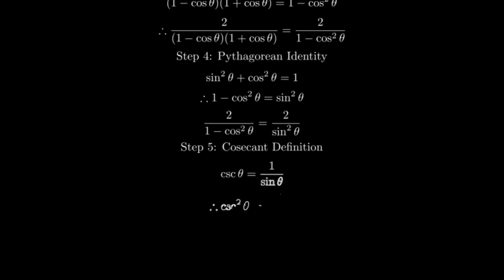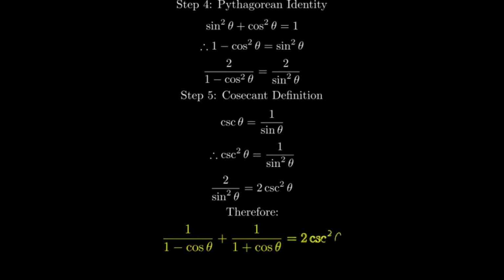Finally, recall that cosecant is 1 over sine. Therefore, cosecant squared theta equals 1 over sine squared theta. This means 2 over sine squared theta equals 2 times cosecant squared theta, which is what we wanted to prove. And there we have it. We've proven that 1 over 1 minus cosine theta plus 1 over 1 plus cosine theta equals 2 times cosecant squared theta.